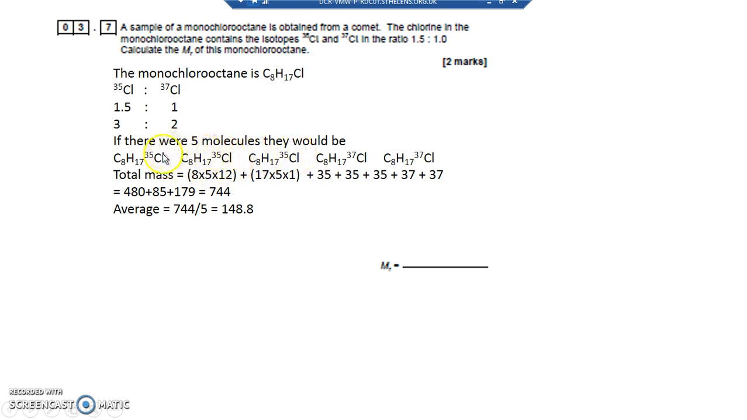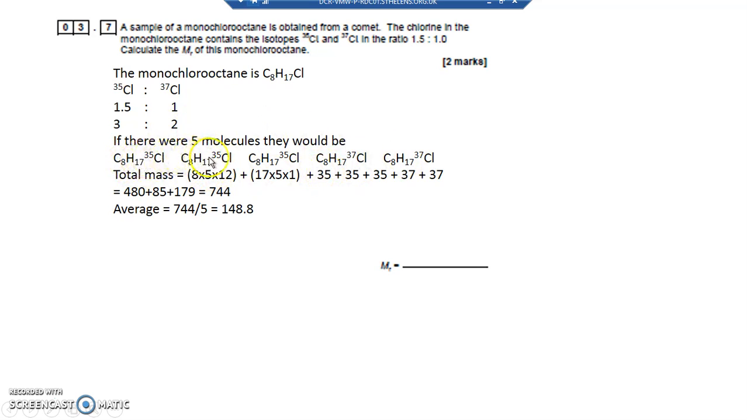It doesn't matter where the Cl is on the molecule, the Mr is going to be the same in this one with a 35, this one with a 35, this one with a 35, and this one with a 37, and this one with a 37. So 3 occasions out of the 5, it's got a 35Cl in, and 2 occasions out of the 5, it's got a 37Cl in.